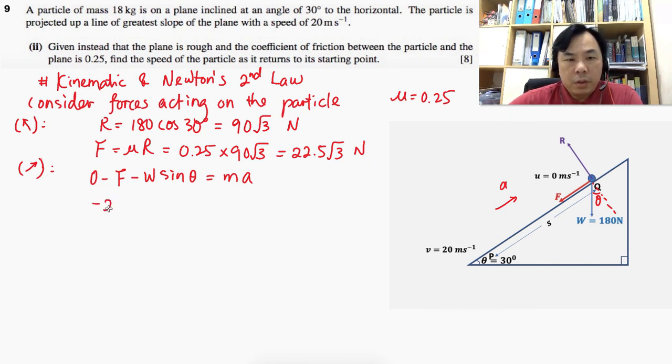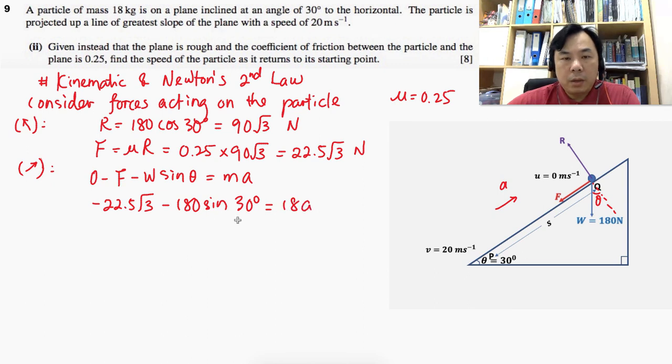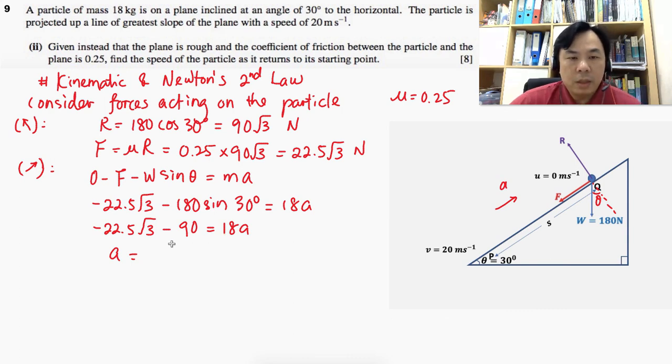The frictional force is 22.5 root 3. Then my weight is 180 sine 30. In this case, my mass is 18, with acceleration a here. So from here, I will get 22.5 root 3 plus 90 equals 18a. Therefore, the acceleration, of course, is more like a deceleration here.